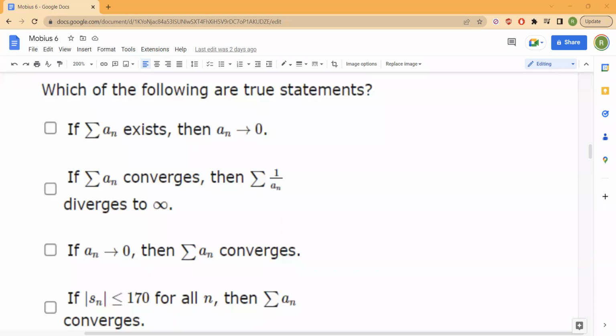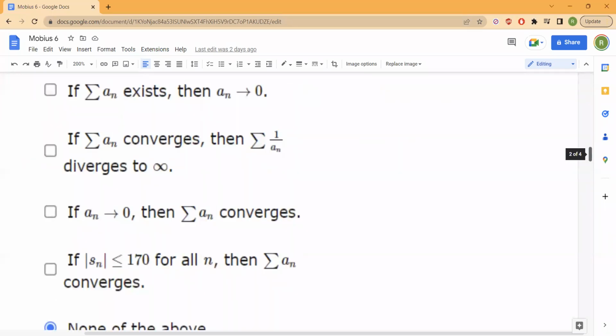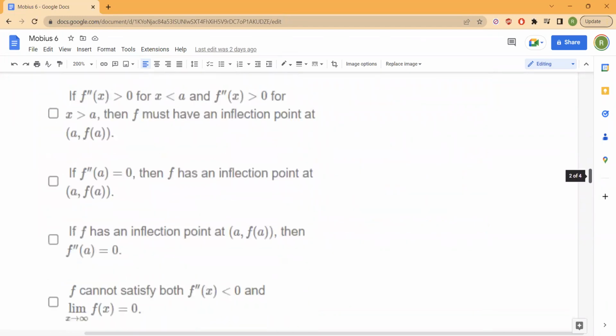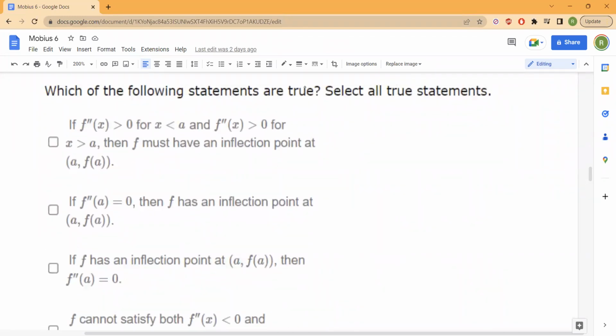Okay. So then let's go to the next question. Oh, in here I put none of the above as well. Which of the following statements are true? Select all true statements. If f prime of x is bigger than 0 for x smaller than a, and f double prime of x is bigger than 0 for x greater than a, then f must have an inflection point at a, f(a). Now, this is false.